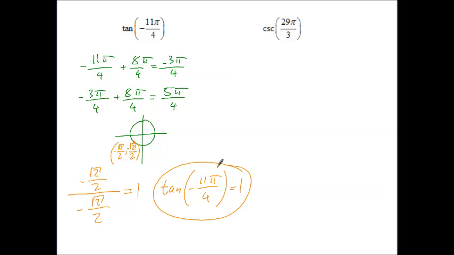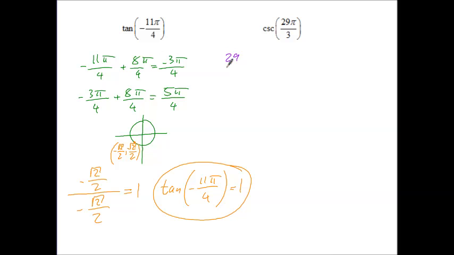And here's our answer. Next, we're supposed to find the cosecant of 29 pi over 3. Wait, what? 29 pi over 3? That's not on a unit circle either. What are we going to do? And again, we're going to find a coterminal angle. This time we have to subtract 2 pi until we get this angle somewhere in the range between 0 and 2 pi. 29 pi over 3, that's a big angle.